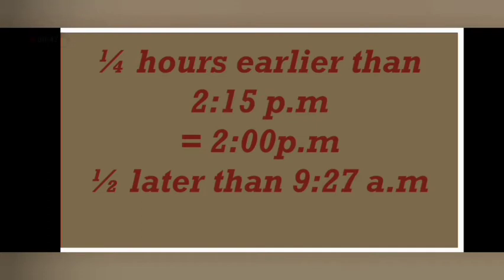And half an hour later than 9:27 a.m. Half means 30 minutes. So 30 minutes later than 9:27 is 9:57. We will move 30 minutes after, which means we have to add 30 minutes to 27 minutes, then we will get 9:57 a.m.